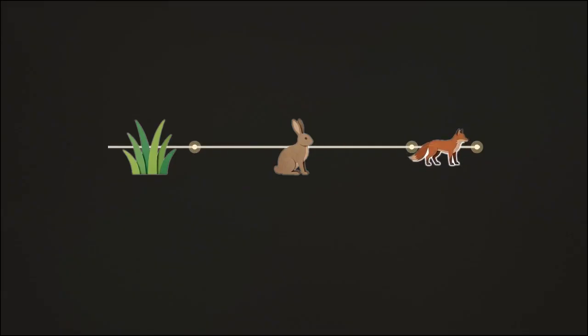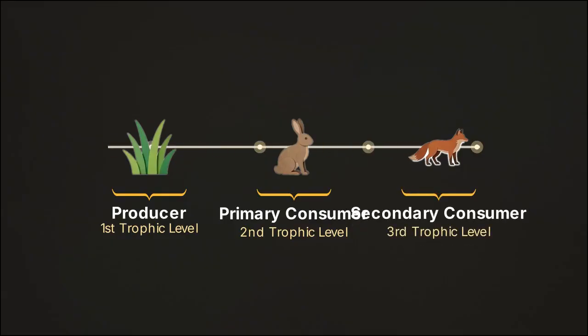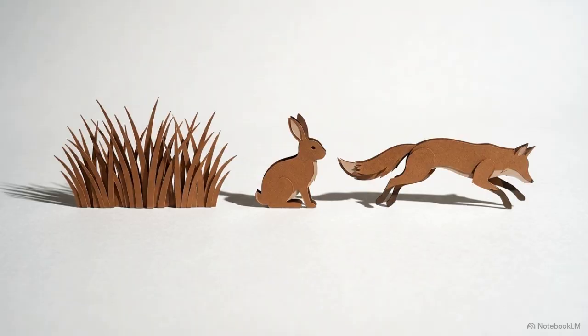As we see in this diagram, energy moves in a straight line. The grass captures the sun's energy, a rabbit consumes the grass, and a fox consumes the rabbit. Biologists categorize these steps as trophic levels. The plant is the producer at the first level, the rabbit is the primary consumer at the second level, and the fox acts as the secondary consumer at the third. This straight-line model makes it incredibly easy to track who eats whom.